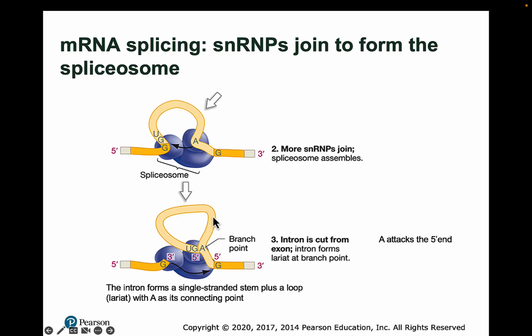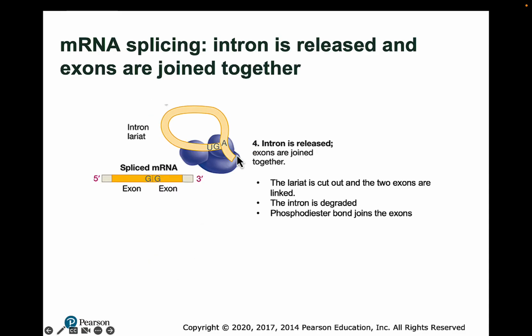and this shape here forms a lariat. Okay, so another term for a lariat is a stem and loop. Okay, so you might have seen a lariat necklace, but it's just this stem and loop. So the final part, right, so we have this lariat formed. The final part is that the final intron-exon breaks. So the intron is released and the exons are linked together. So the lariat is cut out and the two exons are linked together. This intron ends up getting degraded and a phosphodiester bond joins those exons. So it's just one continuous piece of mRNA.